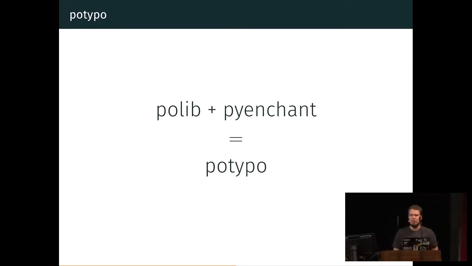And since we now have all of our strings gathered in one place, we can check them for spelling errors rather easily. And basically what the project I want to present to you today is, it combines the PO library for translation and PyEnchant for spell checking into one program called potypo.